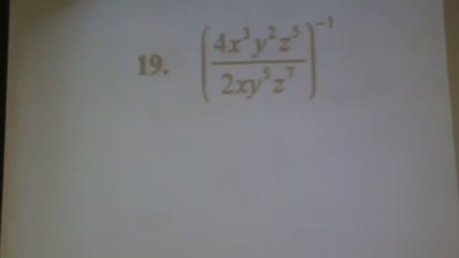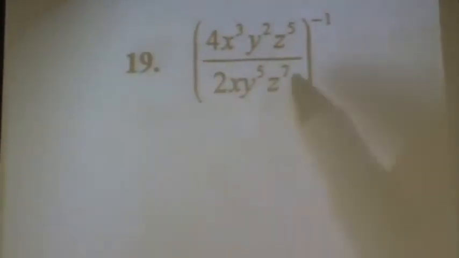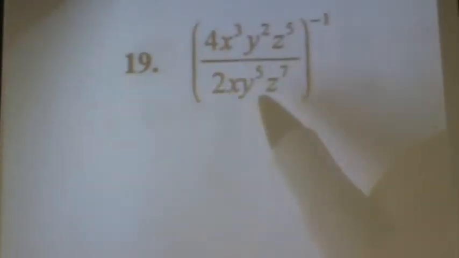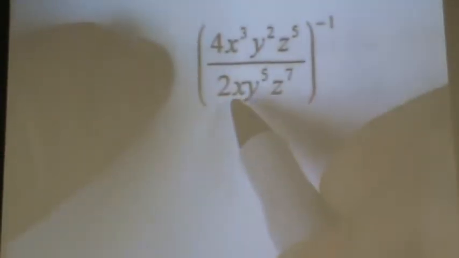What I would do on this one, you can flip the whole thing if you want and make it a positive one, if you want to get rid of that. Or what you could do is simplify what's in here first. I would probably simplify this first.